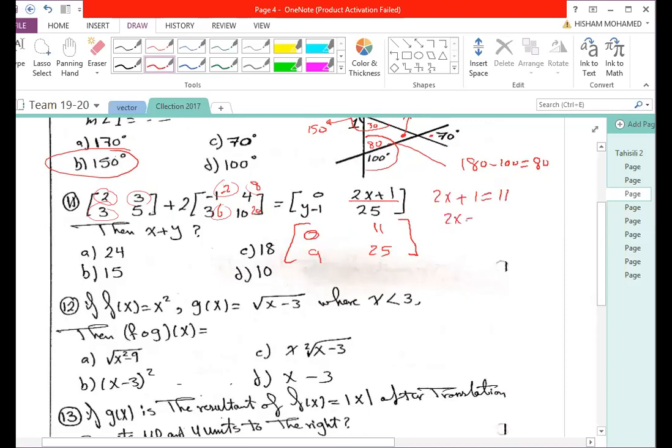So 2x is equal to 10, so x is equal to 5. And y minus 1 is equal to 9, so y is equal to 10. So what is the sum of x and y? The sum of x and y is 15. So the answer is B.